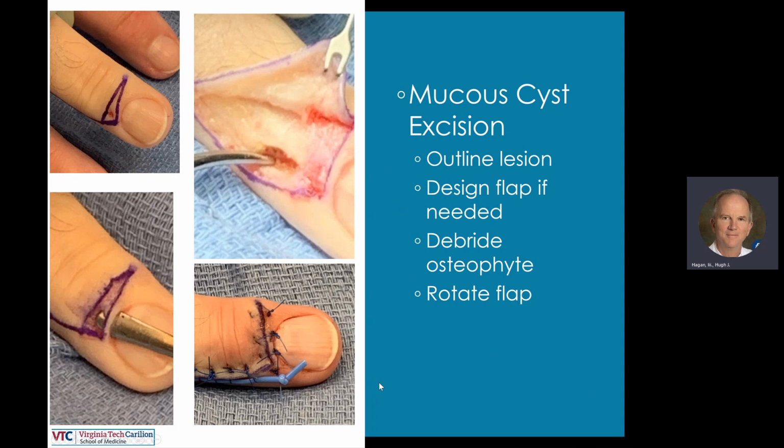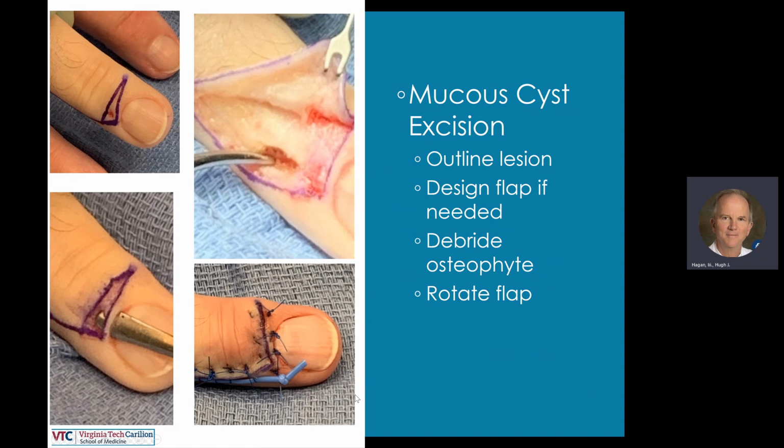Excising a mucous cyst can be anything from making a small incision, elevating the skin and removing the cyst, all the way up to excising the cyst, surrounding skin, debriding osteophytes, and rotating a small dorsal flap, as is seen in this example. Usually the flaps can be developed by first creating a triangular defect that includes the cyst and its underlying joint capsule, and then mobilizing a local skin flap at the level of the peritoneum.